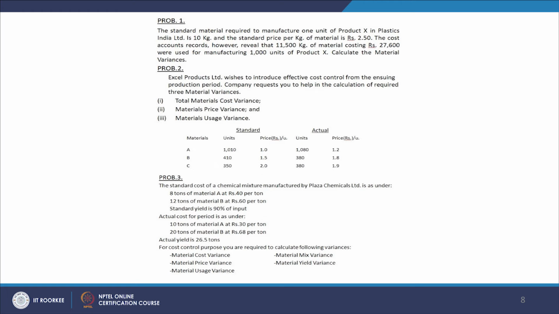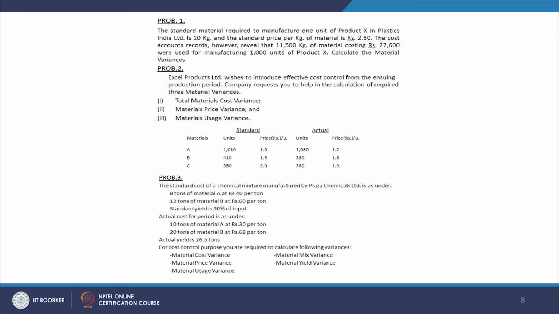The company requests help in calculating the required three material variances: the total material cost variance, the material price variance, and the material usage variance. These are the only three variances that can be calculated from this information, which is given to us about the standards and about the actuals.